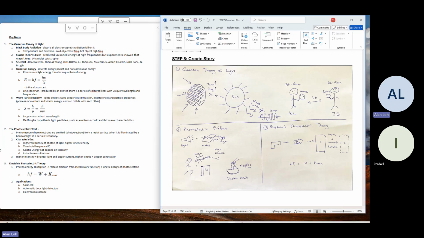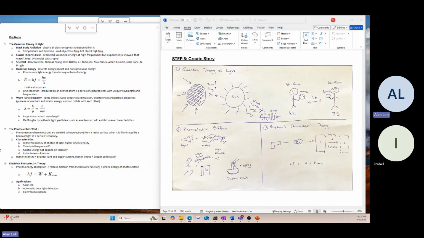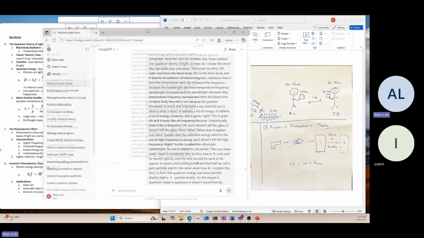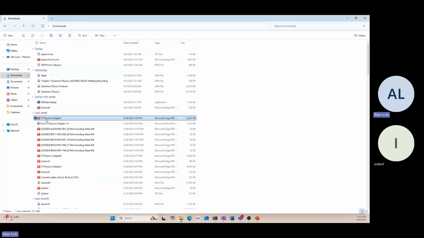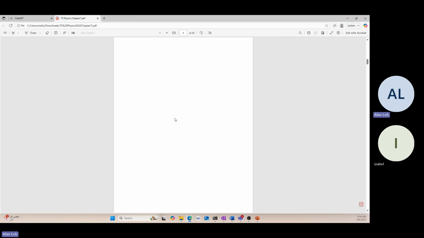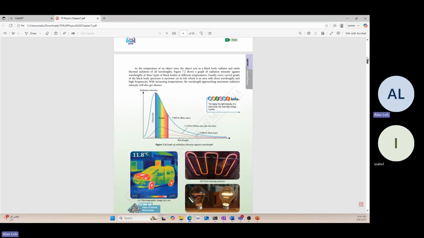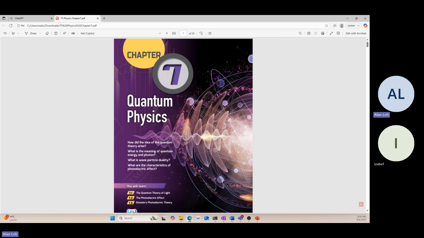So let's do this very quick test. I will run a new chat. I will upload the SPM physics chapter 7. Let me just open the file. Right, this is the file. There are 29 pages, quantum physics chapter 7. Right, so let's go through it quickly at a glance, in less than 1 minute.